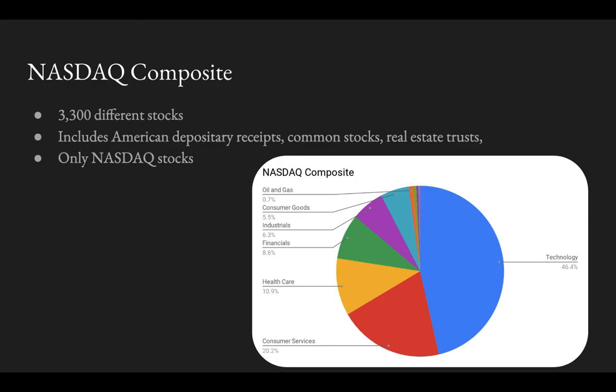So let's recap the three indexes we learned about today. Dow Jones: 30 large companies, a brief glance at how the market is doing. S&P 500: larger sample size, 500 companies, a better indicator of how the economy is doing. And the Nasdaq Composite Index: 3,300 different stocks, and an indicator of how the tech sector is doing.